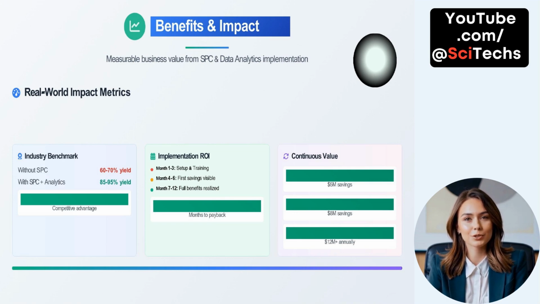SPC Analytics also delivers continuous value. Organizations report $5 million in early savings, growing to $8 million, and eventually exceeding $12 million in annual savings, highlighting sustained impact and long-term profitability.